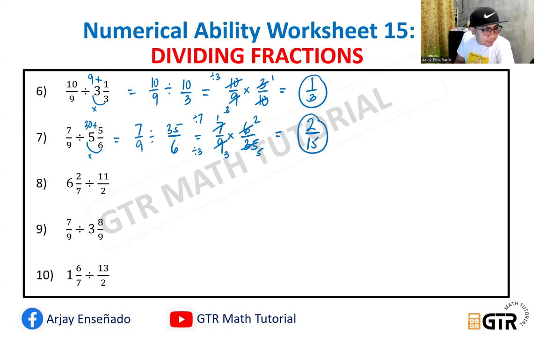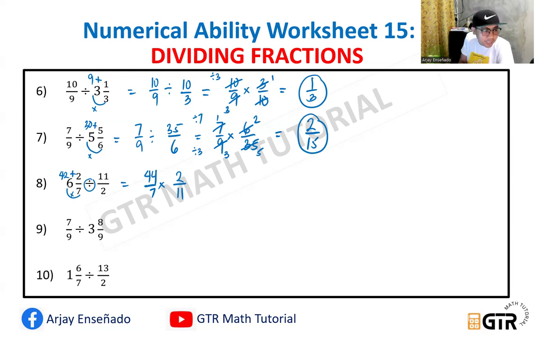Okay, so next number. So we have 6 and 2 over 7 divided by 11 over 2. So same process. We can change 6 and 2 over 7 to improper fraction. So multiply this. 7 times 6, so we have 42. And then add the numerator, 42 plus 2, so we have 44 over 7. Okay? So we can idiretso na natin. So just change the operation. Division, we can proceed to multiplication, and then 11 over 2 will become 2 over 11.